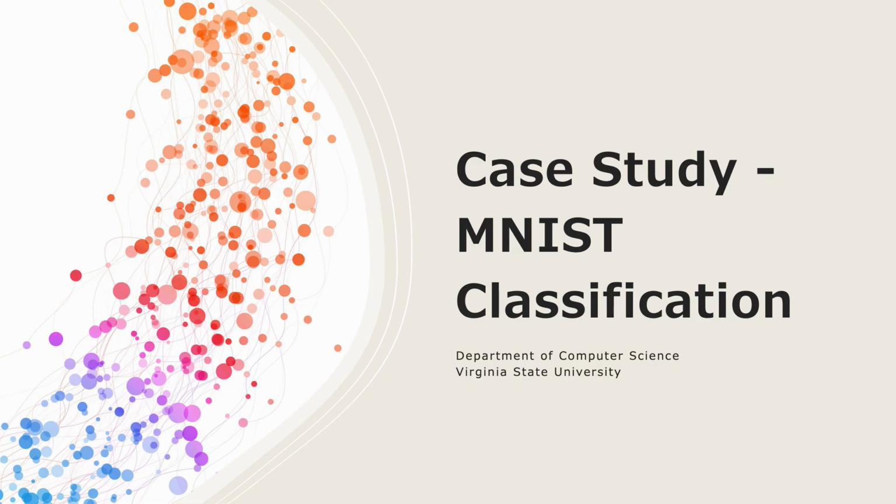Welcome to this case study on MNIST classification. In this session, we'll take everything we've learned about neural networks in PyTorch and put it into practice by building and training a full model on the MNIST dataset. We'll walk through the complete workflow: loading data, defining a neural network, choosing a loss function and optimizer, running the training loop, evaluating performance, and saving the trained model.